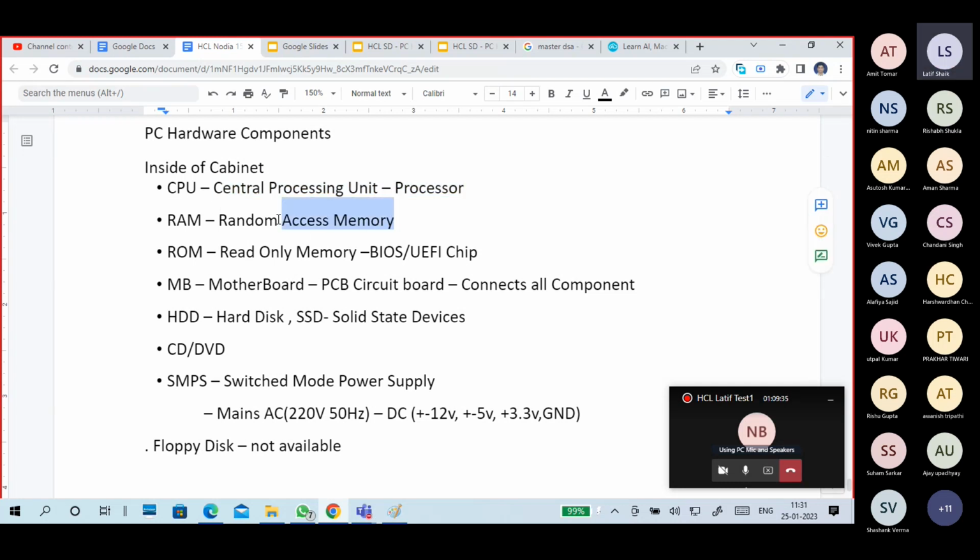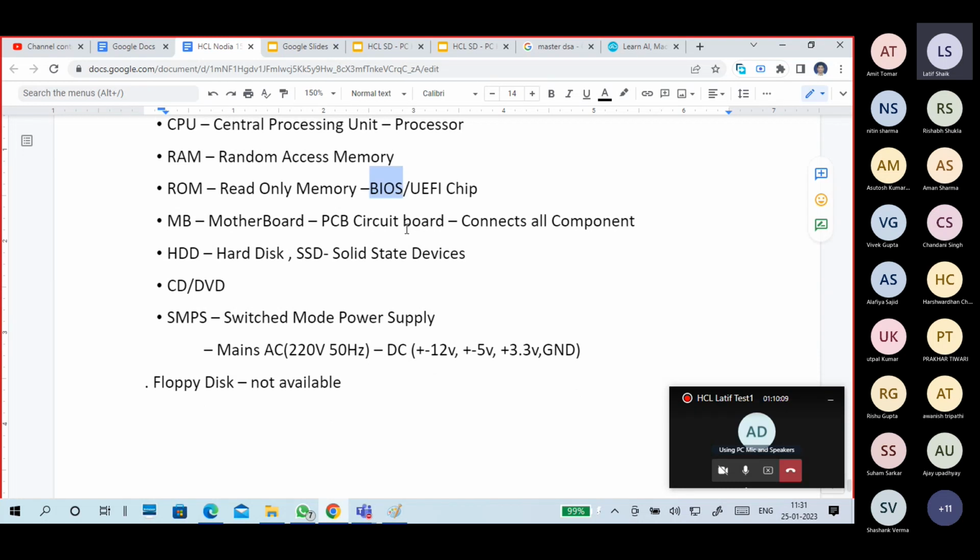RAM, random access memory. ROM, read-only memory. Actually, there is no direct ROM chip. The ROM chip we call a BIOS chip or UEFI chip. Motherboard. Motherboard is the main circuit board, guys. Sir, what is the full form of UEFI? Unified Extensible Firmware Interface.